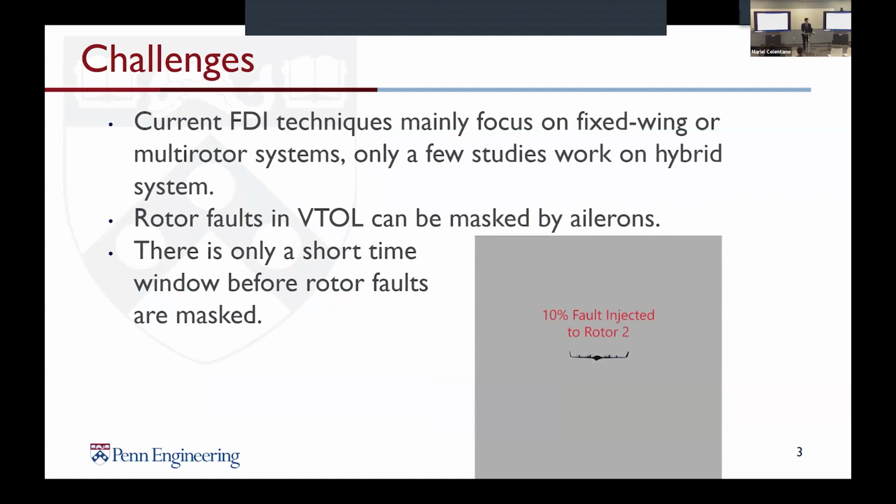Also, the rotor fault can be masked by the ailerons. There's only a short time window before the rotor fault is masked. Here we provide an example: when a 10% fault is injected into rotor 2 of our vehicle, you can see it is quickly masked by the aileron, and it only takes 3 seconds to converge from the turbulence. After it has been masked, there's no way for us to detect the fault from the pose error.